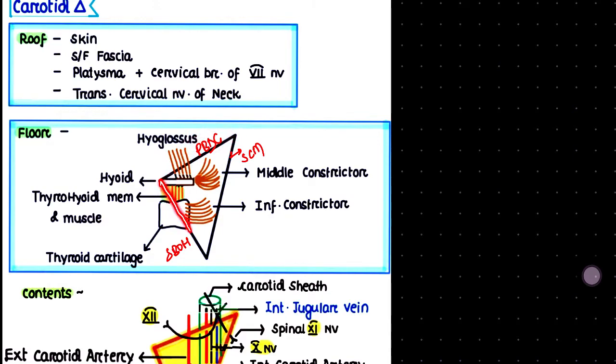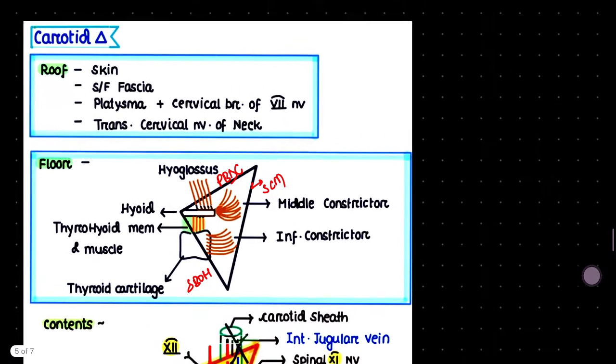And in front, but this is below, right? Front and below, we have superior belly of omohyoid. Behind, what do we have? Behind we have anterior border of sternocleidomastoid muscle, right? This is about boundaries. About the floor, we'll come to it after doing our roof. Now let's move into the roof.